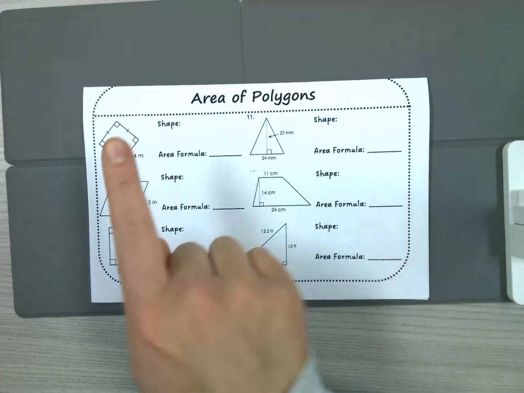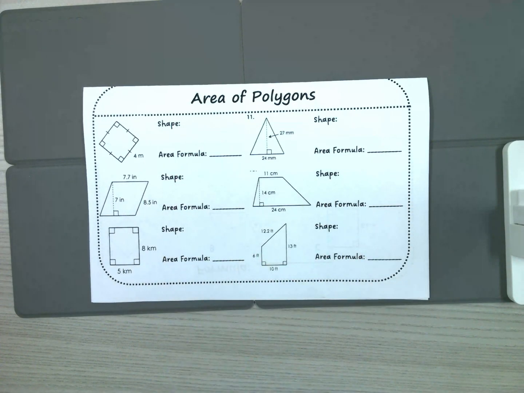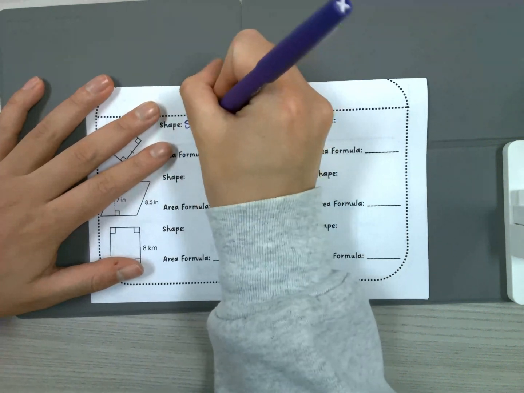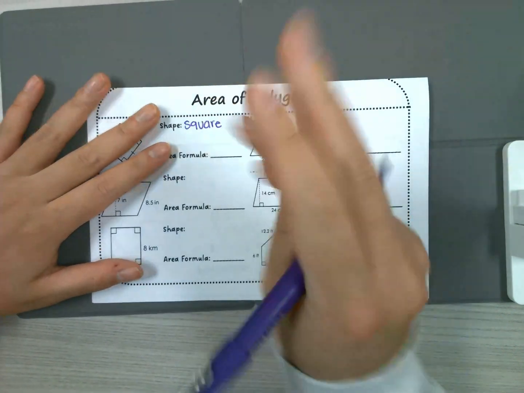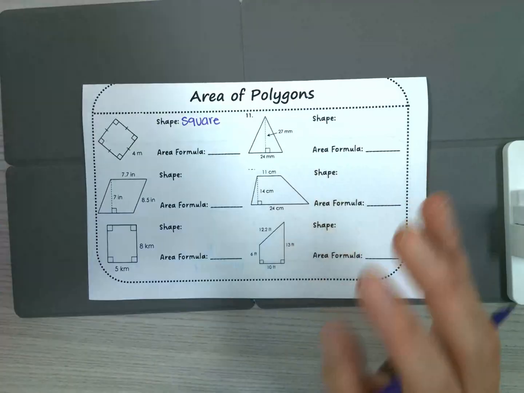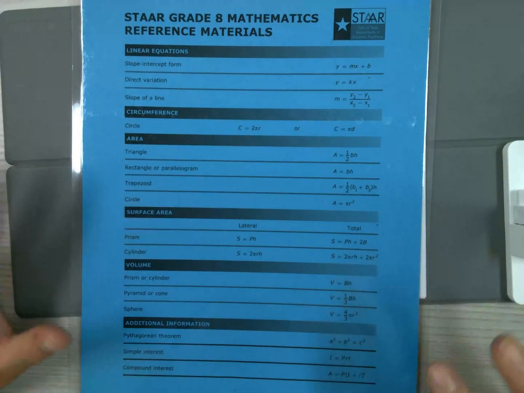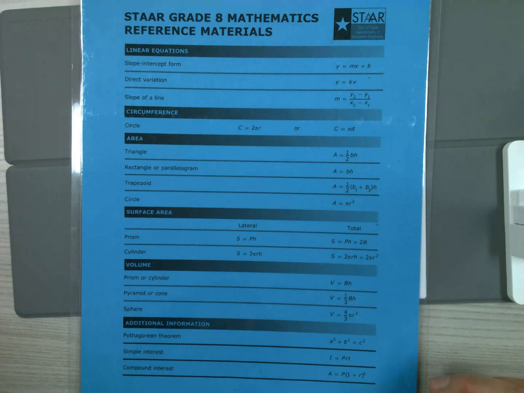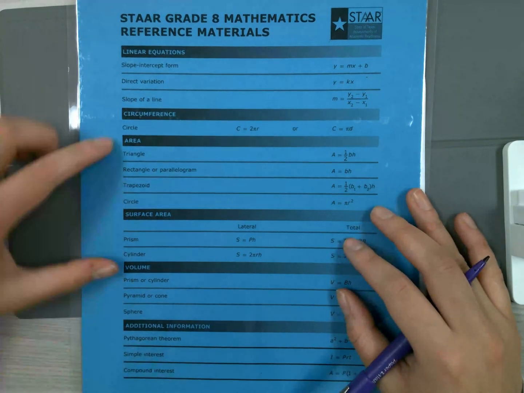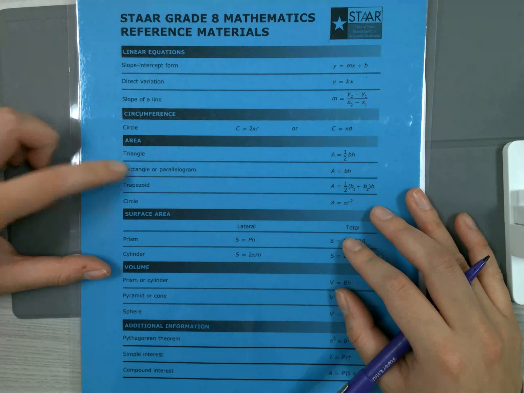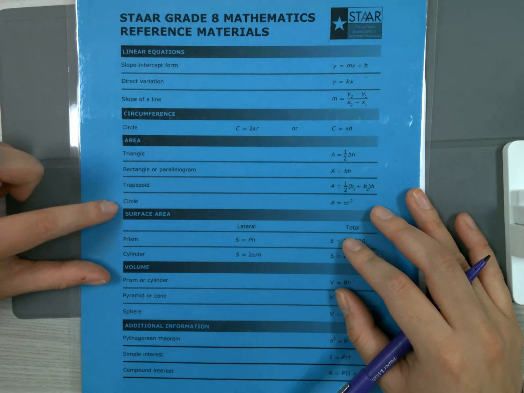So first let's look at this first shape. This first shape is known as a square. So go ahead and write down that the shape name is a square. And the formula we have is actually in our STAR reference material. I will be referring to this about 2 more times after this, or maybe 3. But for area, we are only given the area of a triangle, a rectangle, a parallelogram, a trapezoid, or a circle.